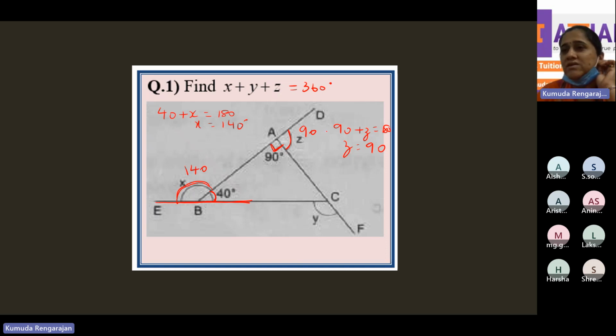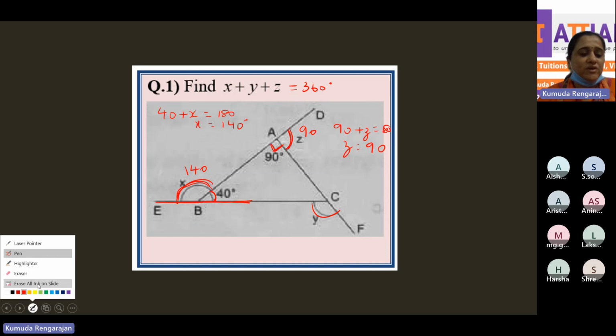But remember that the sum of the exterior angles in a polygon is equal to 360 degrees always. In any polygon, the sum of all the exterior angles is equal to 360 degrees. So x, y, and z are the three exterior angles of this triangle. So their sum will be 360. If it is MCQ, you can directly say 360. You don't have to work.